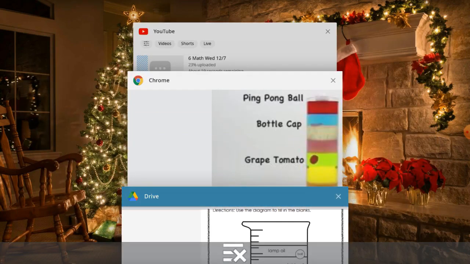Let me pull up another one. Test your density skills here. Okay, looking at the density tower on the board, isn't it beautiful? Very white. Which substance is the least dense? The white substance. Which one is the most dense? The white substance.